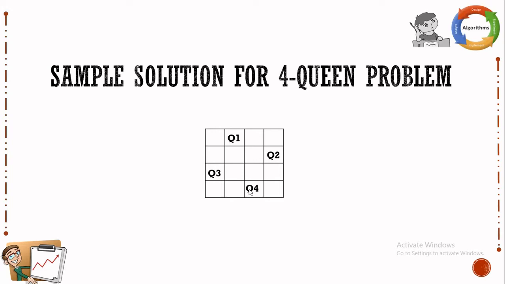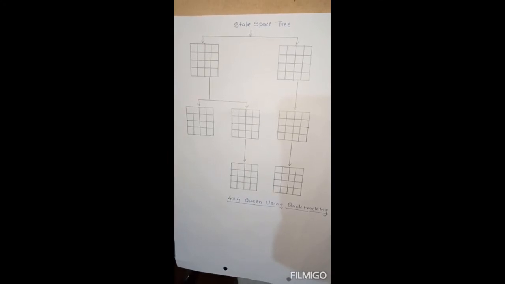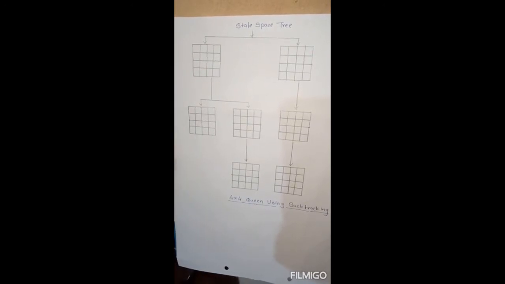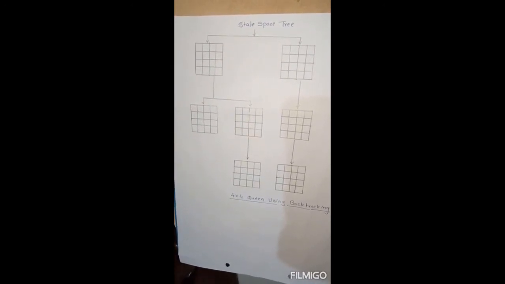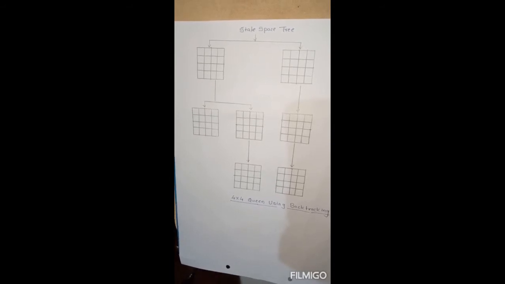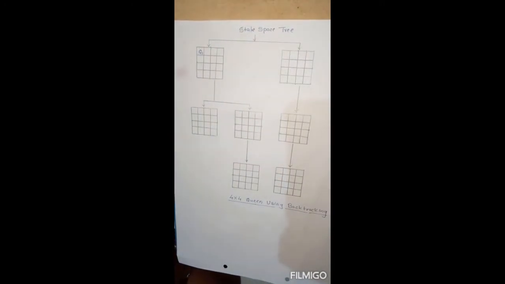Now that you have understood the problem statement and your end goal, let's see how we can solve it with the help of the backtracking approach. Let's solve the 4 queen problem using backtracking. I've just drawn the skeleton for you so that we can reduce the time. This is a state space tree. You can go either in a column-wise manner or in a row-wise manner. In this example, we'll go in the row-wise manner. The first option that we have is placing the queen in the Q1 position.